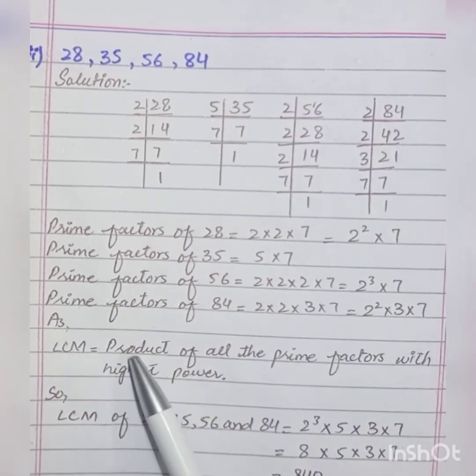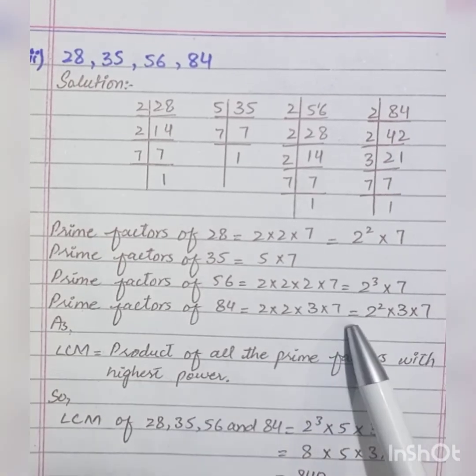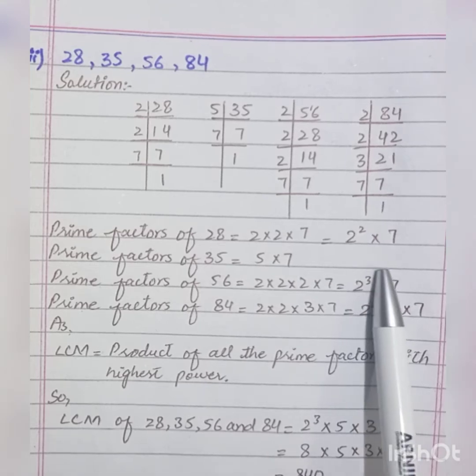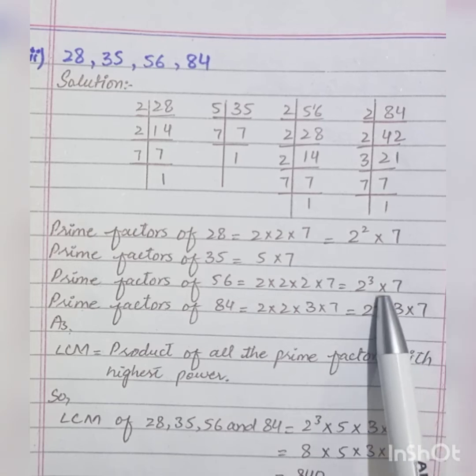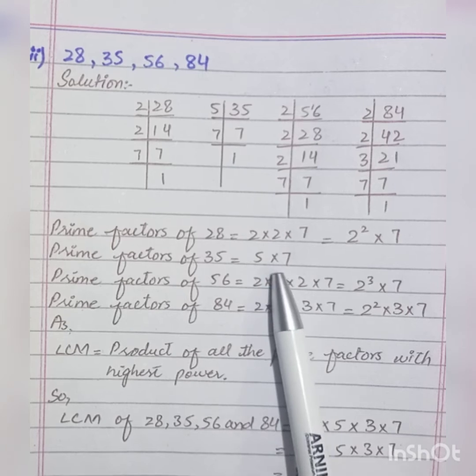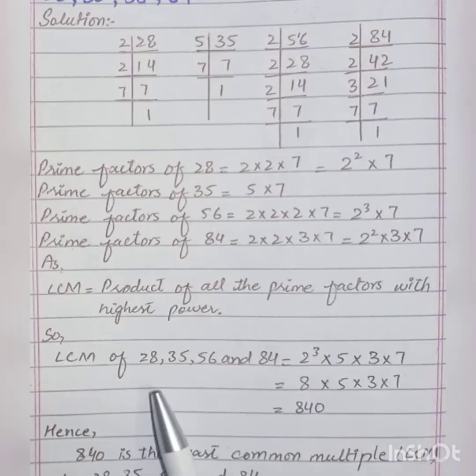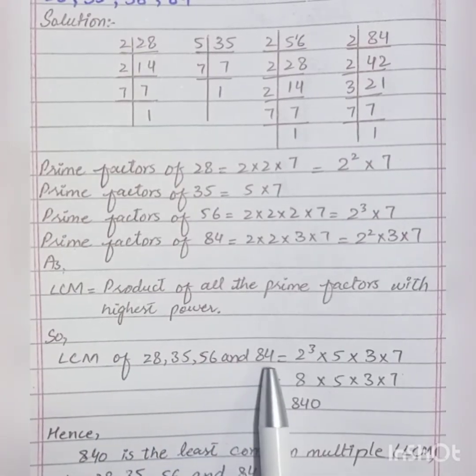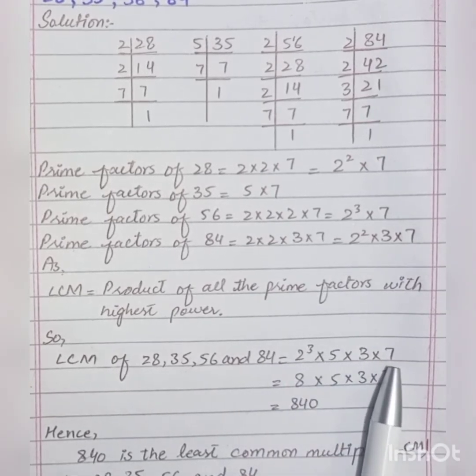Now as we know that least common multiple is the product of all the prime factors with highest power. So students, you can see that the highest power of 2 is 2 raised to power 3. The highest power of 3 is just 1. Also, the highest power of 5 is 1 and highest power of 7 is just 1. So the least common multiple will be the product of these values. Let's see here. Least common multiple of 28, 35, 56 and 84 is equal to 2 raised to power 3 multiplied by 5 multiplied by 3 multiplied by 7.